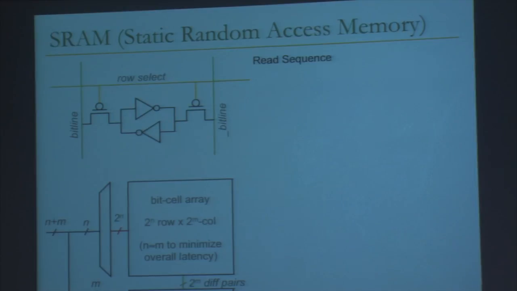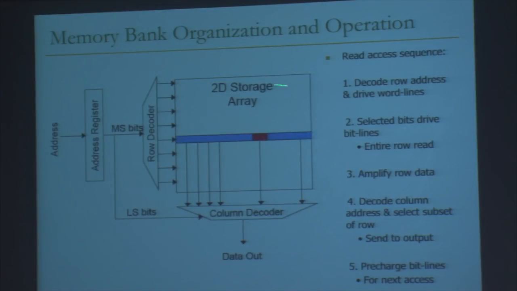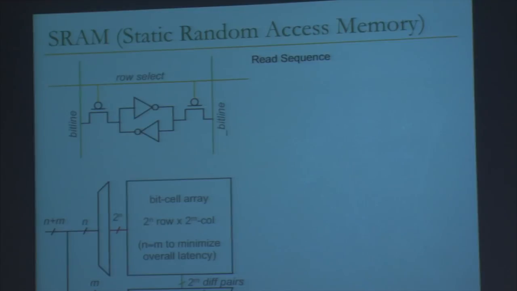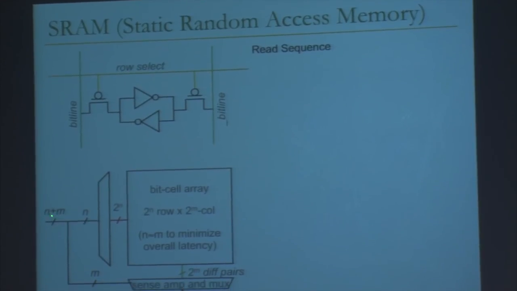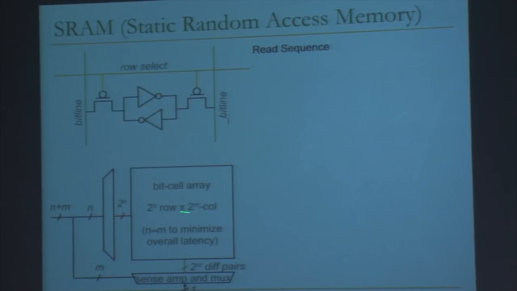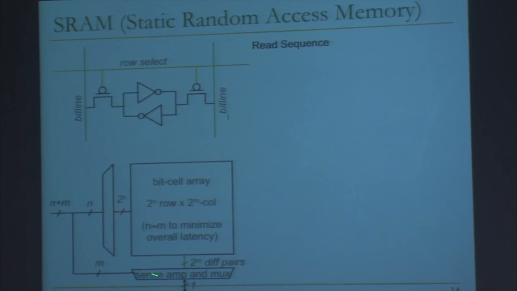Okay. So if you look at SRAM, basically this is an abstract look at memory. Any kind of technology can be used within this storage array, within this memory bank. If you look at SRAM, it usually looks like this. Basically, you have a bit cell array. You have 2^n rows, 2^m columns. And as I said, there is a differential sense amplifier at the bottom over here. And what happens is you send an address that's n plus m bits, and n bits are supplied here, and the bottom m bits are supplied here such that you can do the decoding, mostly in parallel, if you will.